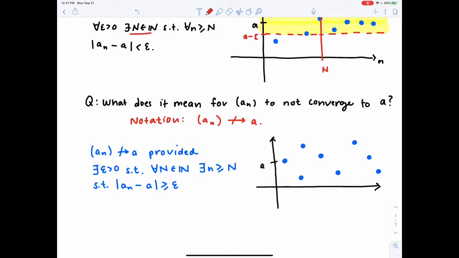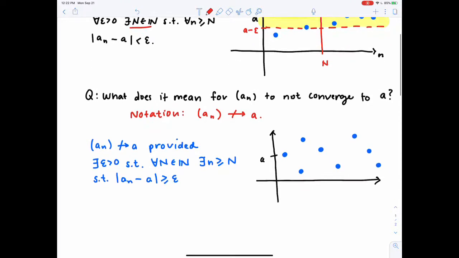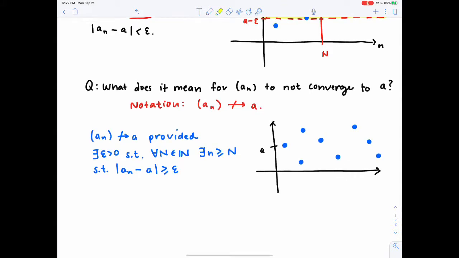So I've written out the precise definition. If I just use negation rules, I should get that there exists an epsilon greater than 0 such that for all capital N, I can find a little n greater than or equal to capital N that is greater than or equal to epsilon away from A. So at a high level, when a_n converges to A, no matter what epsilon I pick, I should be able to find an N such that all values are in the band. And so the negation of that should be, there's got to be some epsilon band such that no matter where I chop the tail, there's always an outlier that is not inside the band.